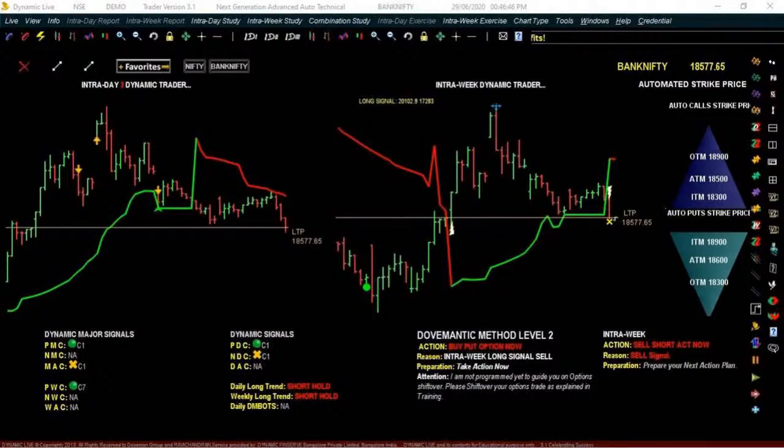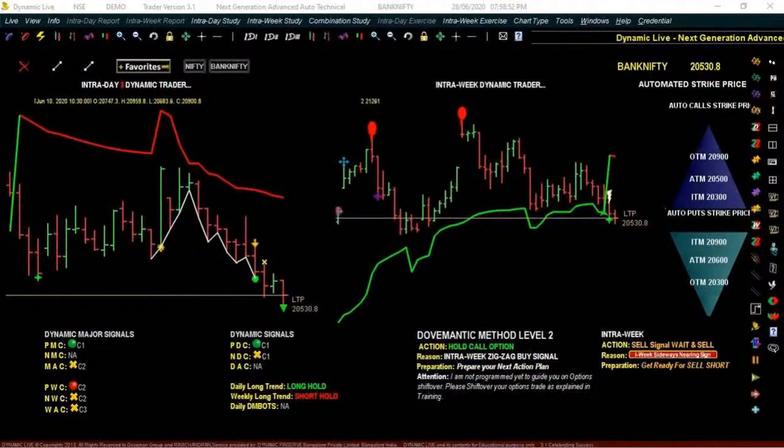But many times when the price is decreasing and if this Dynamic Live feels that this is a trap, there is some manipulation happening here, in that case it will very clearly tell you "sell signal, wait and sell." It means wait, don't sell this.